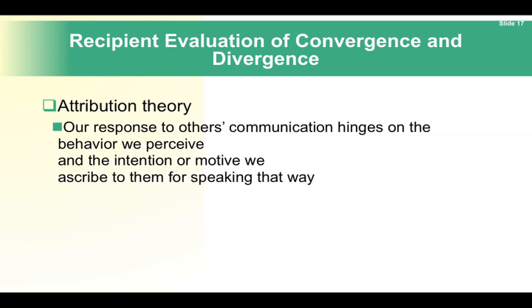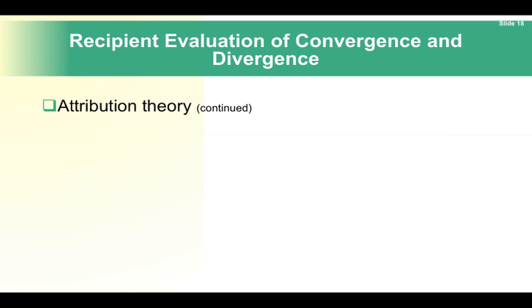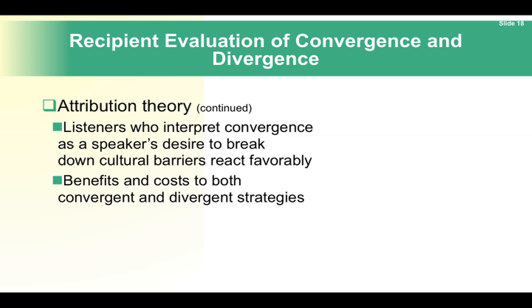Attribution theory suggests that our response to others' communication hinges on the behavior we perceive and the intention or motive we ascribe to them for speaking that way. Attribution is a perceptual process by which we observe what people do and then try to figure out their intent or disposition. Listeners who interpret convergence as a speaker's desire to break down cultural barriers react favorably. There are benefits and costs to both convergent and divergent strategies.